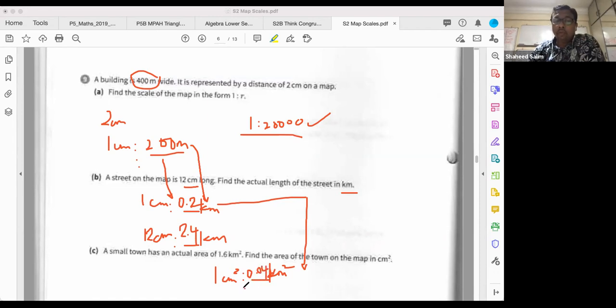Now they give you 1.6 km square. How many square cm? That's it. Times what? I'm sorry? 40. 40. Okay, good.